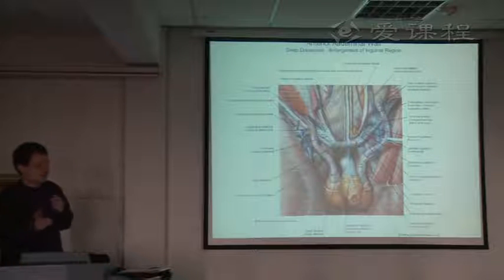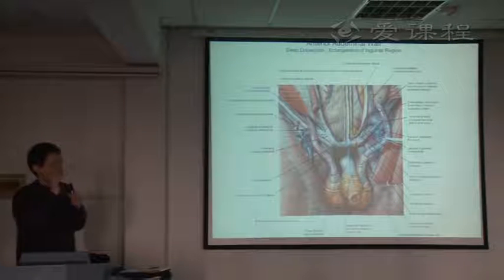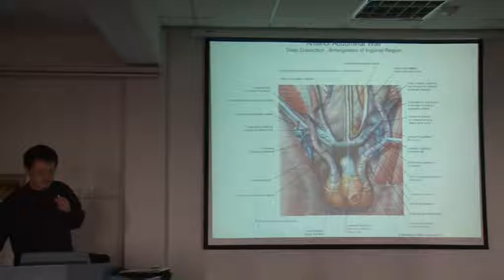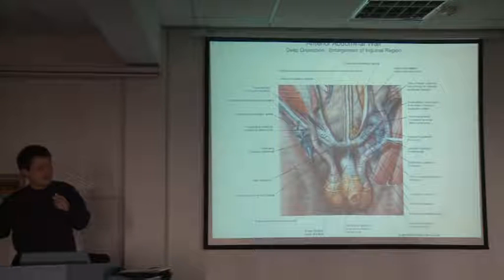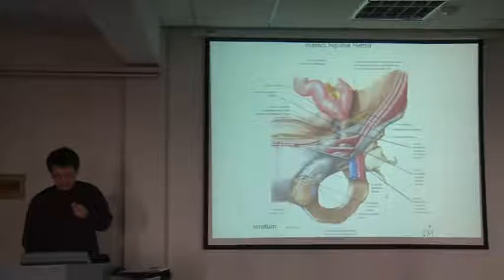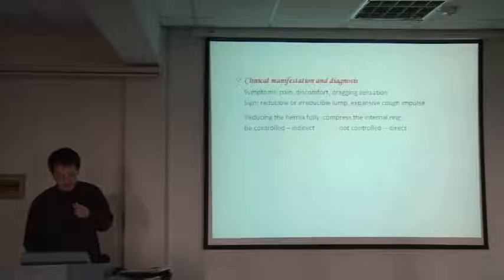Then let the patient walk or cough. If the hernia comes out, it means it did not go this way, it goes through this triangle. So this is a direct hernia. If it did not come out, then you release your finger. If it comes out, it must be an indirect hernia. Please remember this maneuver. It's really very important.